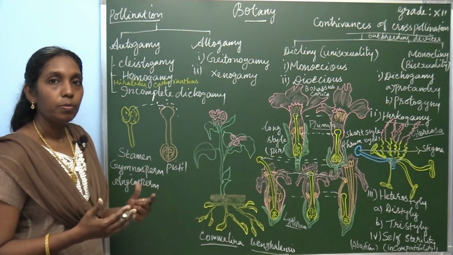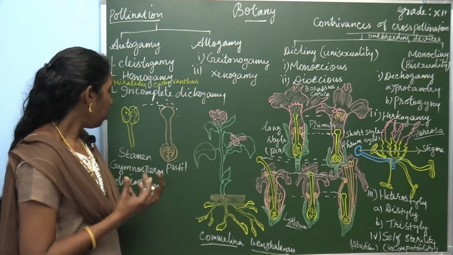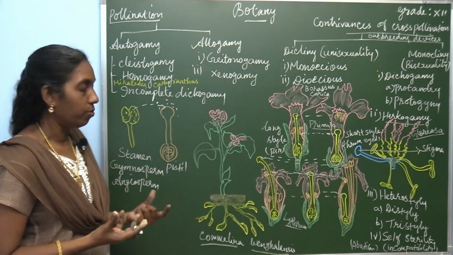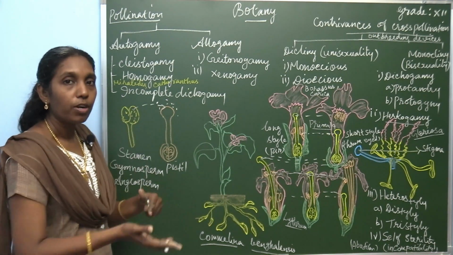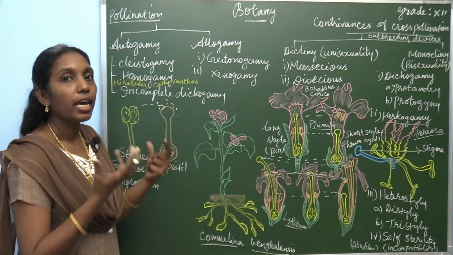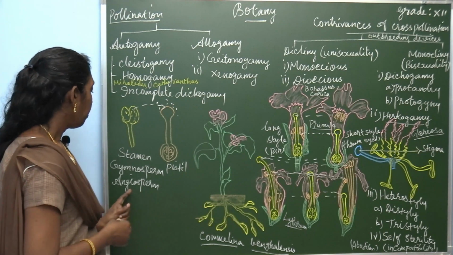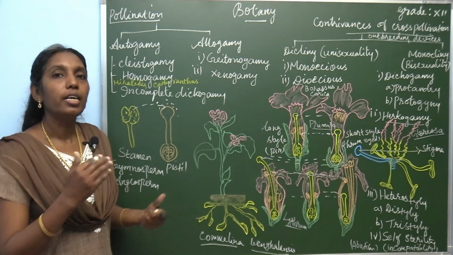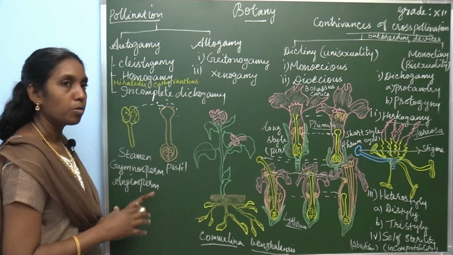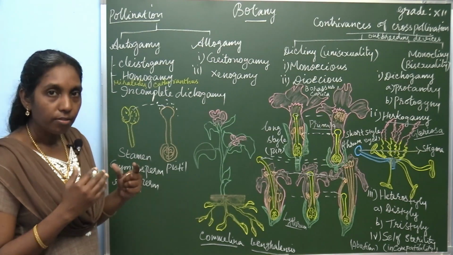Here, gymnosperm pollination is direct because we all know that in gymnosperms the ovules are exposed out. The pollen grains are dusted on the exposed ovule, which is called direct pollination. And in angiosperms, it is called indirect pollination. In most angiosperms, there are some adaptations observed in the flower.